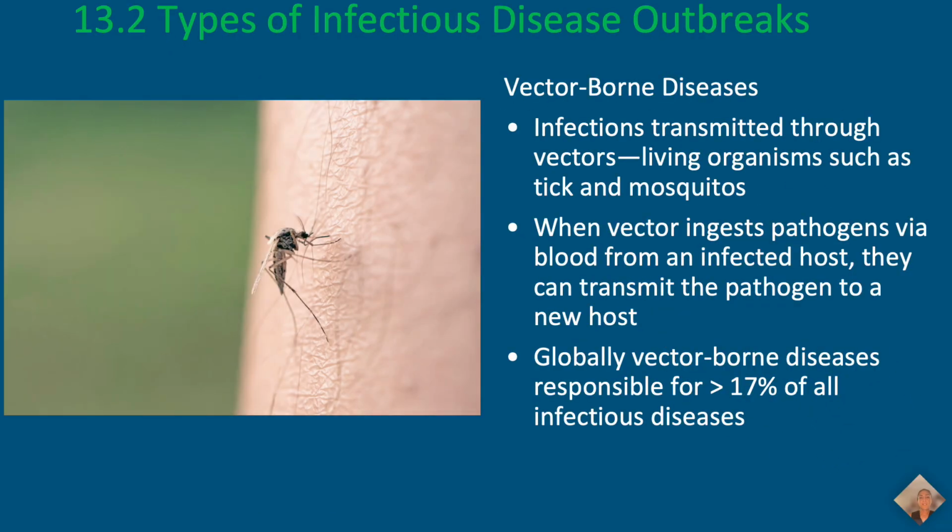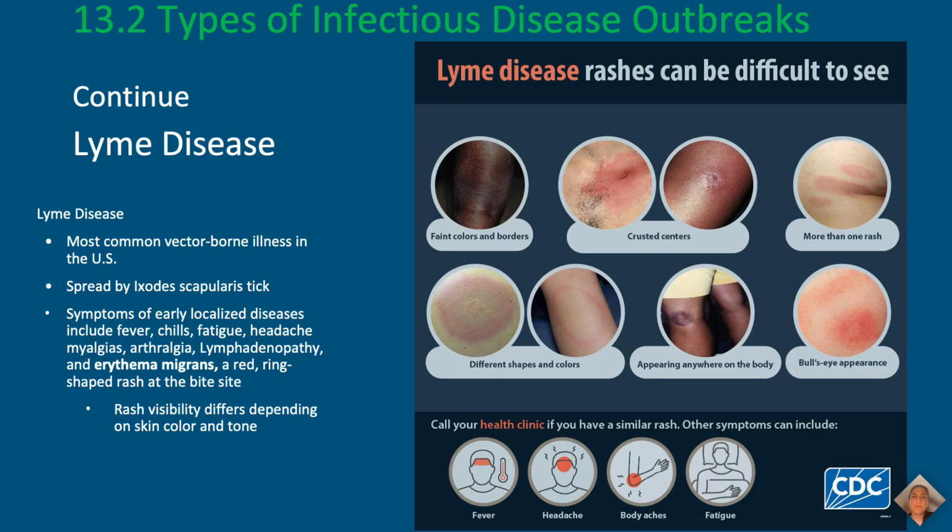So vector-borne diseases, what is this? These are infections that are transmitted through vectors, so living organisms such as ticks and mosquitoes. When a vector ingests a pathogen from the blood of an infected host, they can transmit that pathogen to the new host. So global vector-borne diseases are responsible for more than 17%. So Lyme disease is one of the most common vector-borne illnesses in the United States.